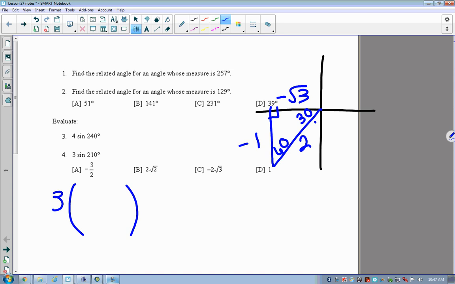Okay? We want to go based on my related angle, right? What is my related angle? 30. All right? We want sine. What is sine? What's opposite of 30? Negative 1. Okay? What's hypotenuse? Positive 2. What's 3 times negative 1/2? Negative 3 over 2. Right? Put it in, yep, negative 3 over 2. Okay, that's it.